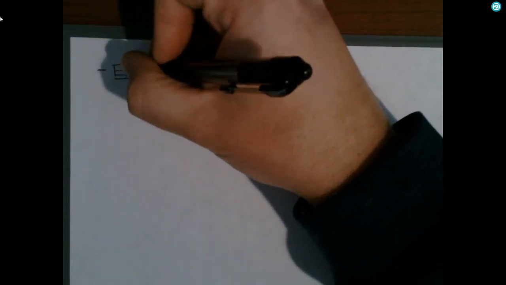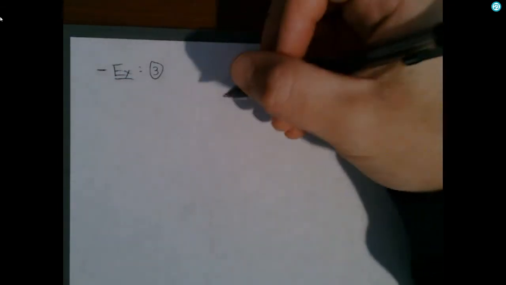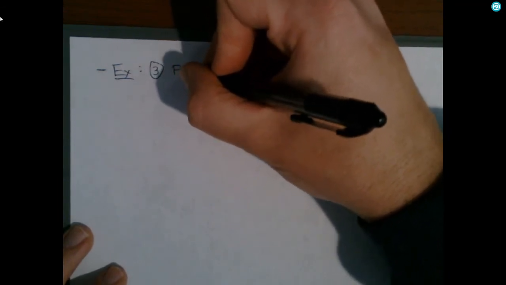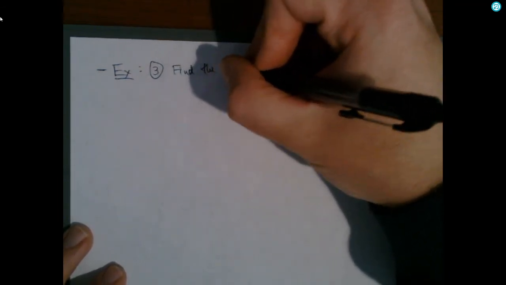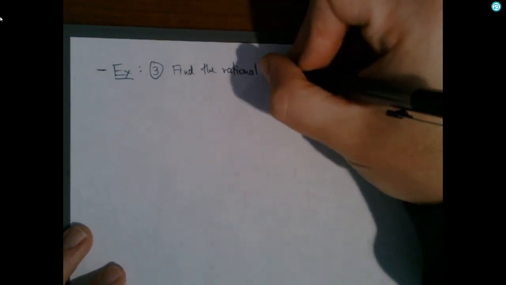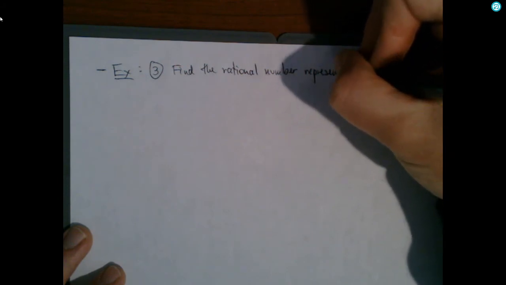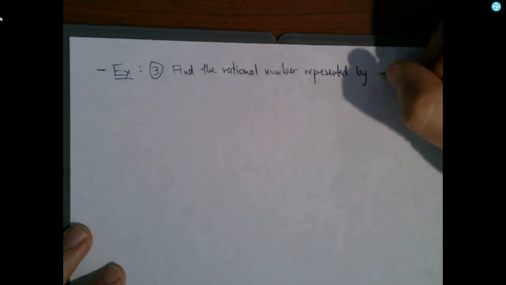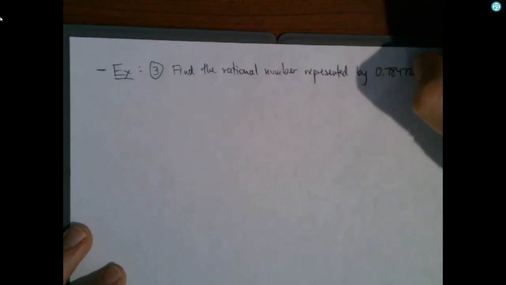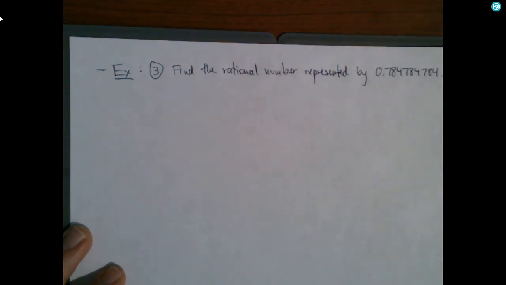So that's that. Let's look at another type of problem that you could encounter. We talked about the decimal expansion for 1/3 being 0.33333. So this actually gives us a way to convert our infinite decimals back into fractions. So let's find the rational number, or in other words, fraction, represented by 0.784, 784, 784, and so forth.